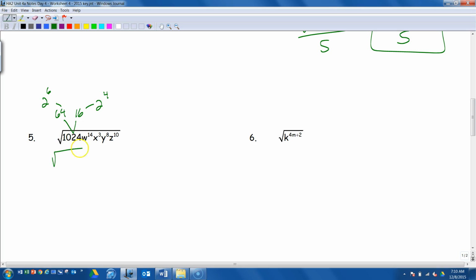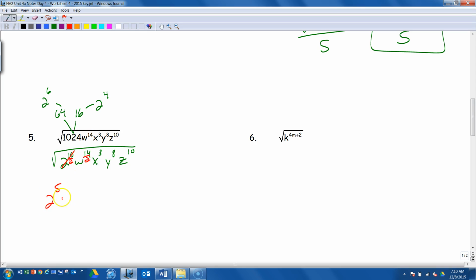So this turns into the square root of 2 to the 10th, w to the 14th, x cubed, y to the 8th, z to the 10th. And remember, all you do is divide by the index. The index is implied 2, so if I divide this by 2, these all come out, and I get 2 to the 5th on the outside.